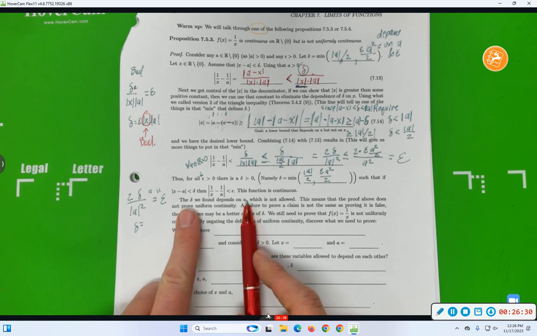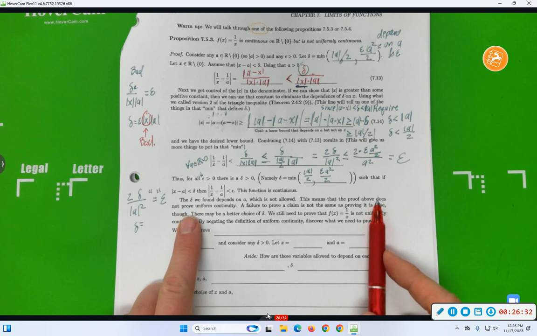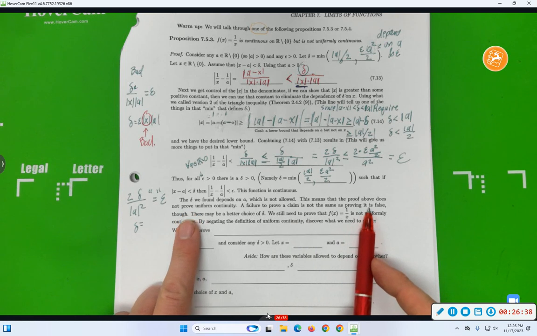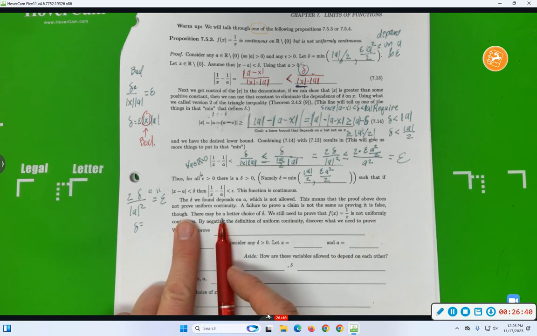The delta we found depends on A. That's not allowed. That means the proof above does not prove uniform continuity. But a failure to prove a claim is not the same as proving that claim is false. There might be a better choice of delta.